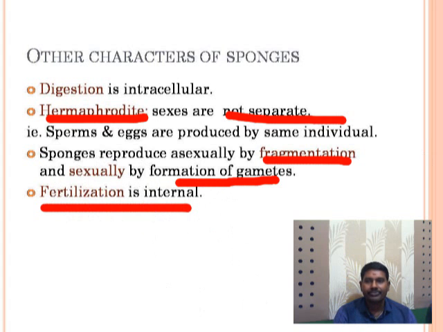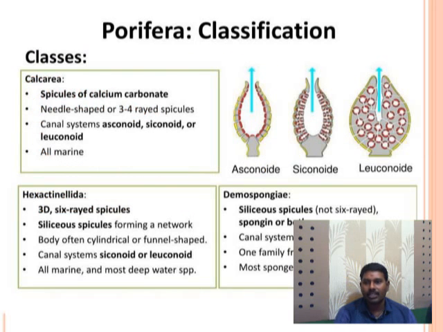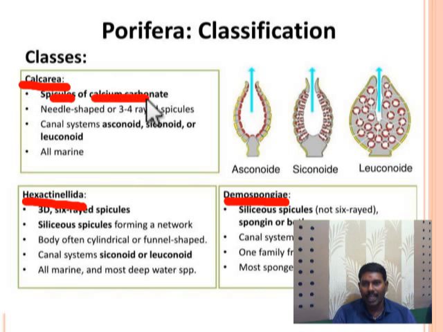Now we will see the various classes of Porifera: Calcarea, Hexactinellida, Demospongiae. These three are three different classes based on the type of spicules they have. Calcarea spicules are made up of, that is spongin fibers, or body skeleton is made up of calcium carbonate. This is very important.